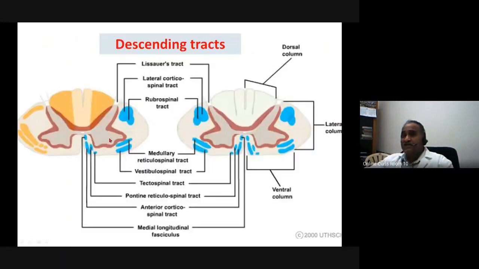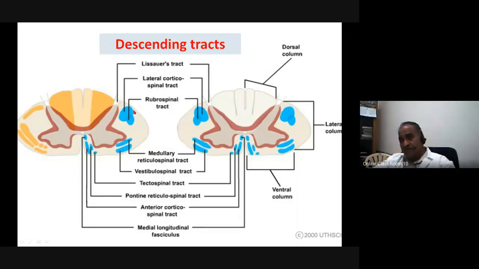Now look here, these are the descending tracts. The first is what I was talking about, the Leisser's tract. A Leisser's tract is this, that is up and down movement of the spinal cord. Again, we have a lateral corticospinal tract. This part, lateral corticospinal tract. This is the corticospinal tract of the brain.